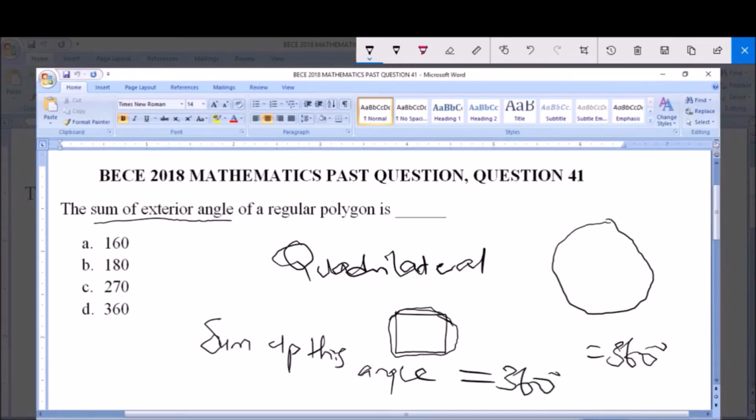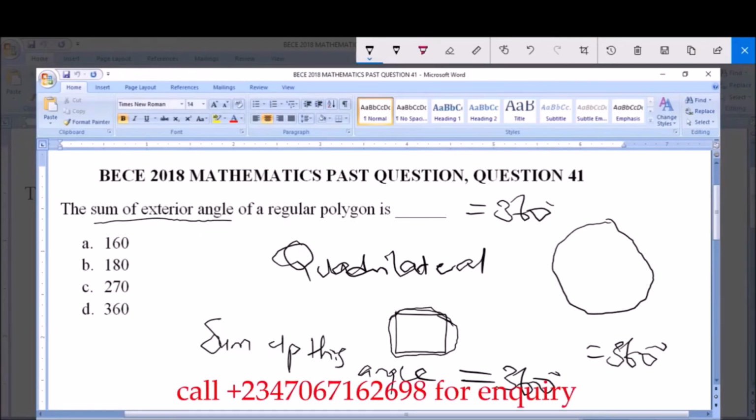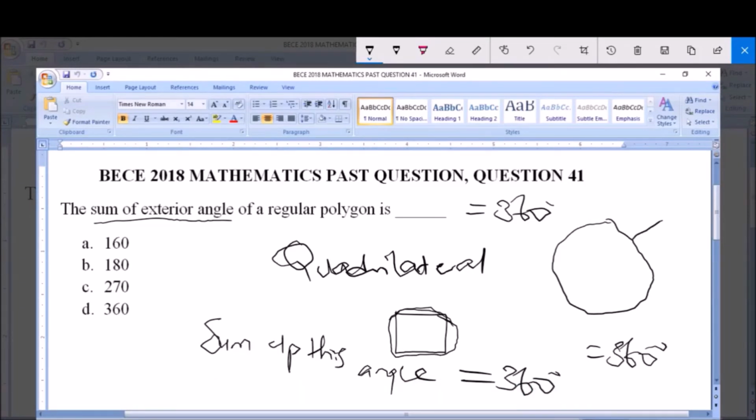That is, the exterior angles of any polygon, be it a 6-sided polygon, 5-sided polygon, or 7-sided polygon, must be equal to 360 degrees, because the edges of this polygon can be used to get a circle. And like you know, the angle in a circle is 360 degrees. The sum of all these exterior angles of a regular polygon is 360 degrees.